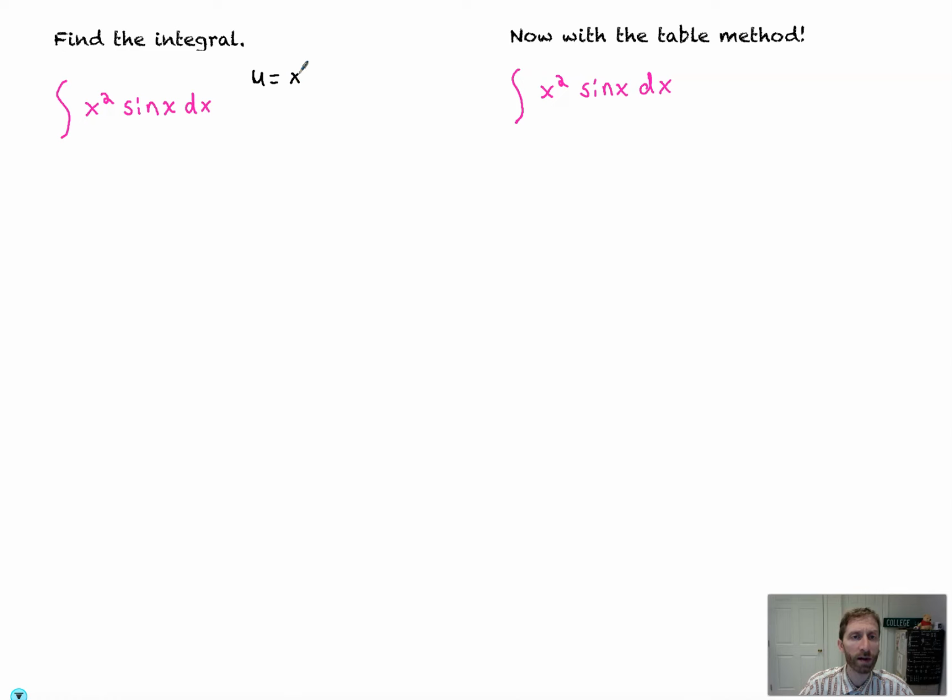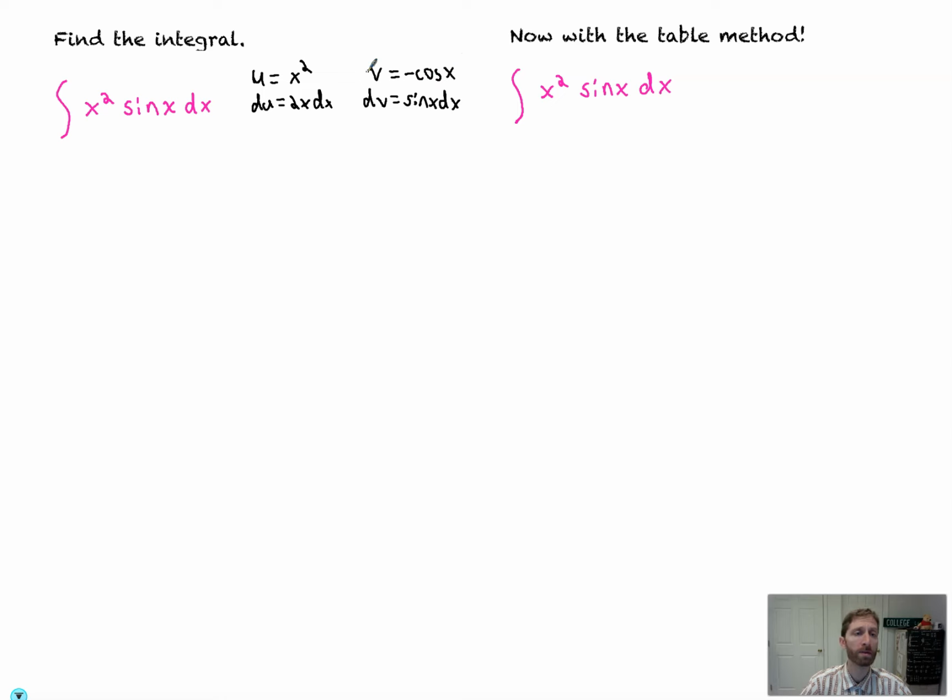So u is equal to x squared. du is equal to 2x. Very nice. And then, of course, we already selected dv is equal to sine x dx. Very nice indeed. And v is going to be equal to the antiderivative of this, which is minus cosine x.